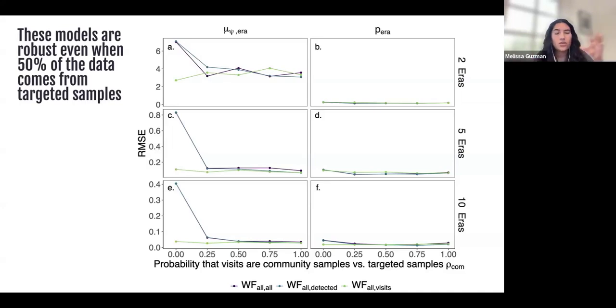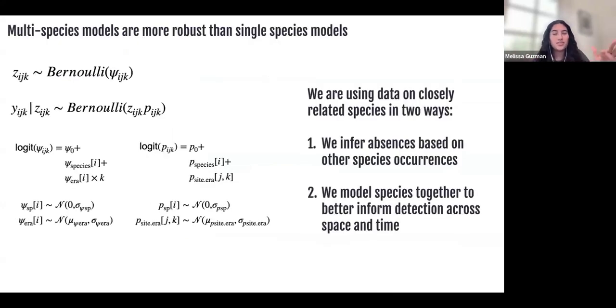Okay, so this is like the fastest overview I've ever done on occupancy models, but that's because I want to get to the meat of the problem. Essentially, we're using multi-species occupancy models because they're more robust. They allow us to estimate detection for multiple species across a site, so they allow us to share information across multiple species, and we're using the absences or the presences from other species to infer visitation for any species of interest.